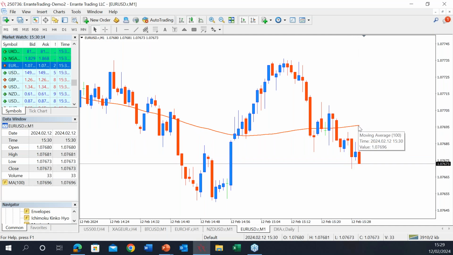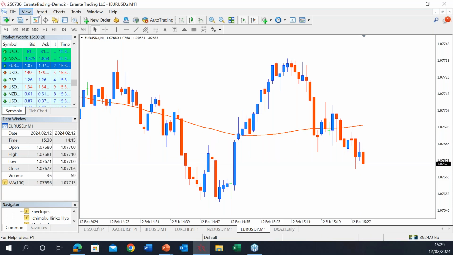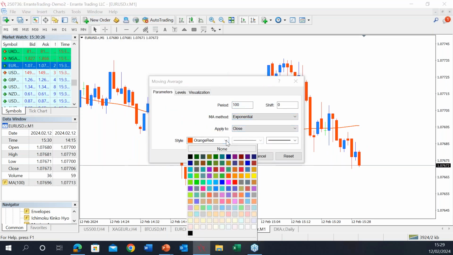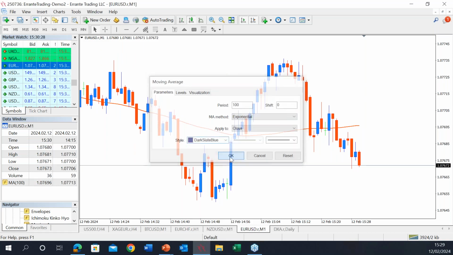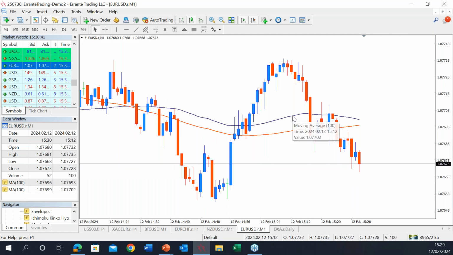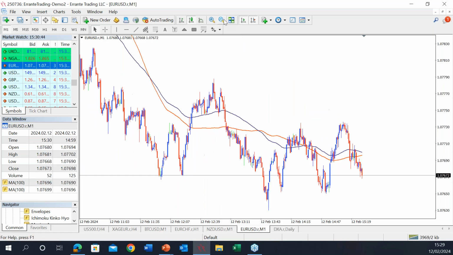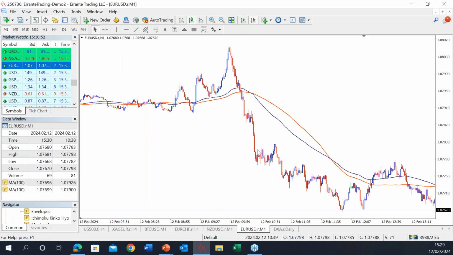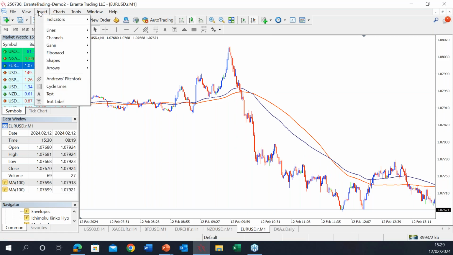and for example, you see it's 1.07696. Okay, so let's try a different one. For example, exponential. I'm going to change the color to give it a better appearance. And now you see the exponential moving average is almost in the same shape of the simple moving average, but a bit closer to the price. If I zoom it out, you will see that during significant market movements, this exponential moving average is usually closer to the price.